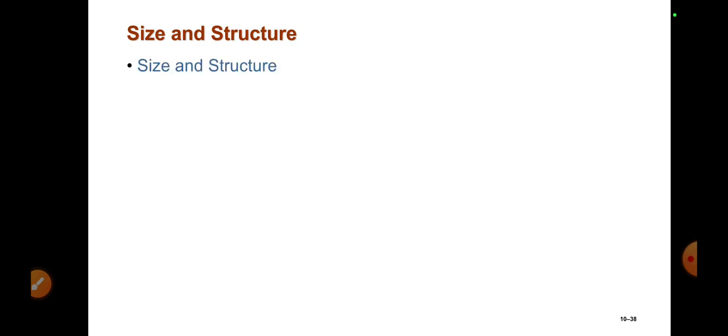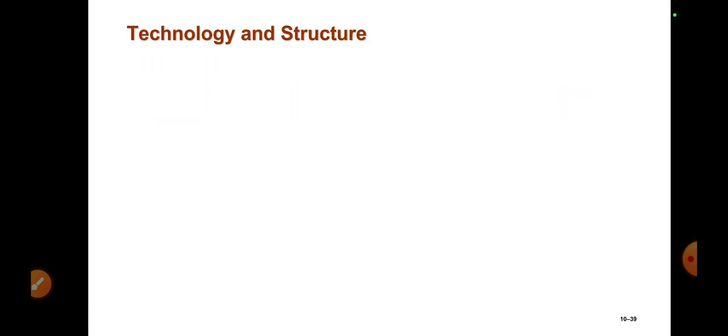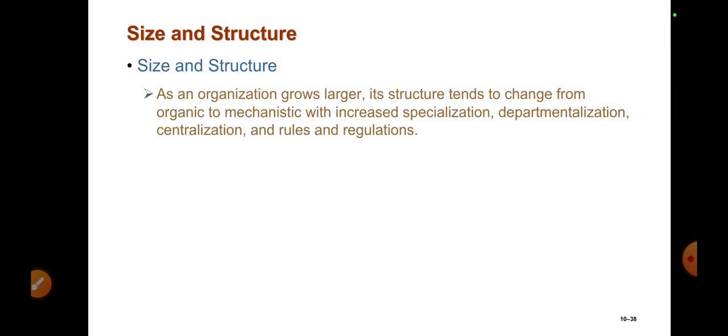Second one, size and the structure. As we have learned before, if the organizational size is large, at that time they have to introduce different formal rules and regulations to maintain discipline within the organization. At that time they have to follow the mechanistic structure. On the other hand, if the organization size is small, they can overcome the boundary of formal rules and regulations, and at that time the organic structure is highly suitable.